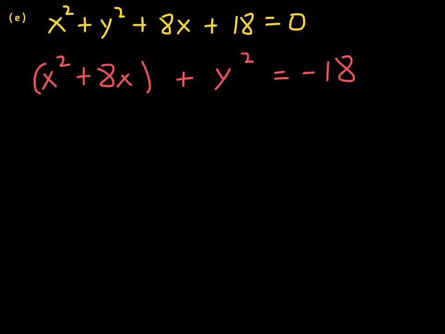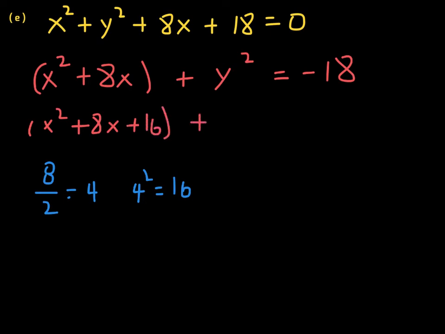Okay, now let me show you completing the square. When I take half of 8, I get 4. And then when I square 4, I get 16. So I'm going to add 16 inside that first group.